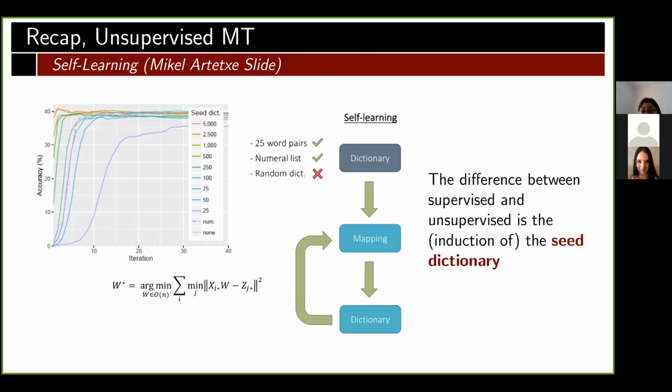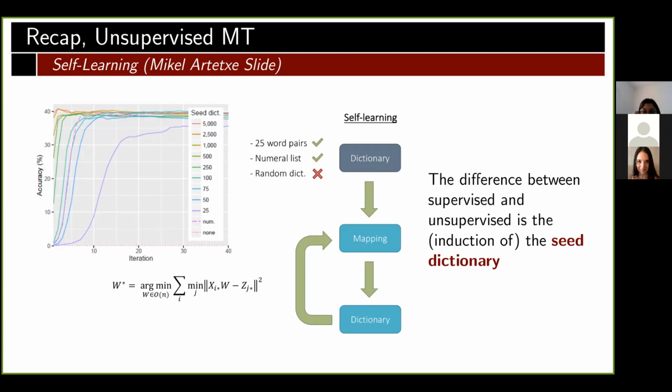In the case of unsupervised embeddings, we wouldn't have the initial dictionary, so we would need to induce and learn from scratch this seed dictionary at the beginning. Something to remember is that dictionaries really don't need to be that big. For instance, in the examples Mikel Artetxe showed here, he was getting quite acceptable results with dictionaries of only 25 words. And also just using numbers that are the same in two languages that share the script, the results were also quite promising.